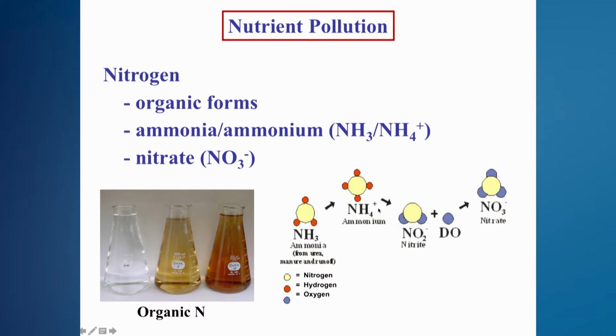Ammonium, being a cation, is generally held on the soil and is not relatively mobile compared to that of nitrate, which is relatively mobile and often ends up in our stream ecosystems. But both ammonium and nitrate are readily available to aquatic organisms such as algae.